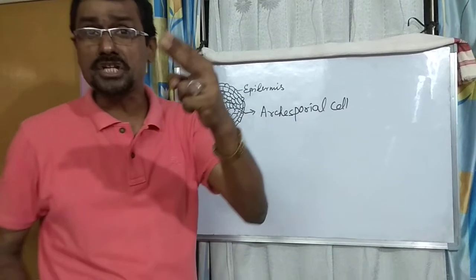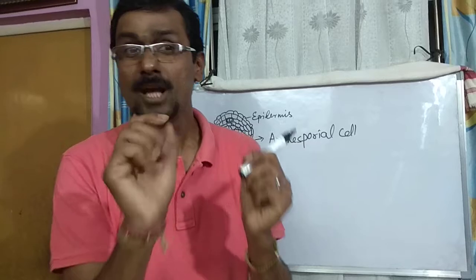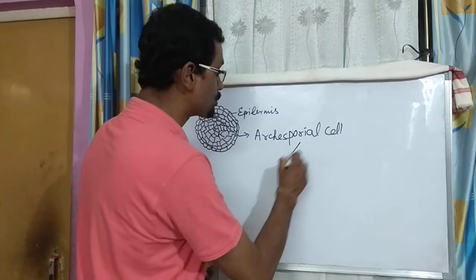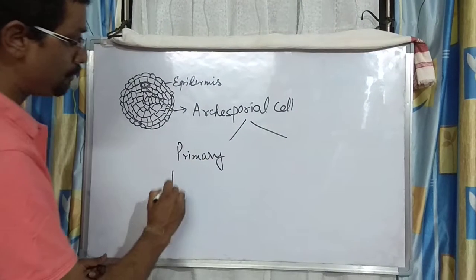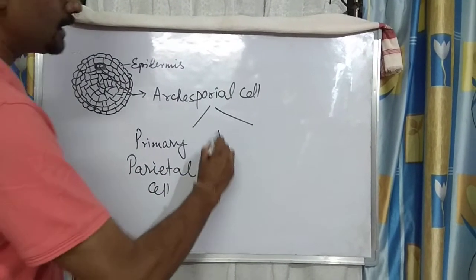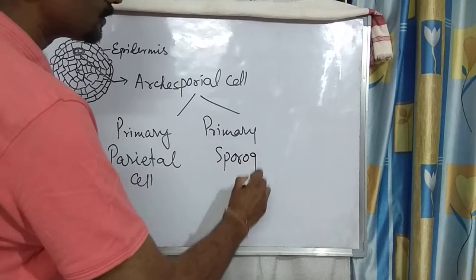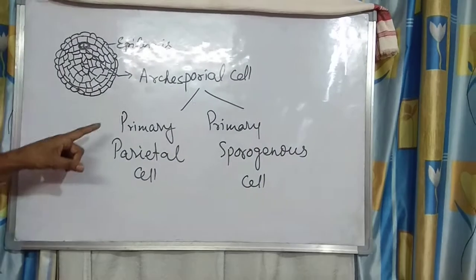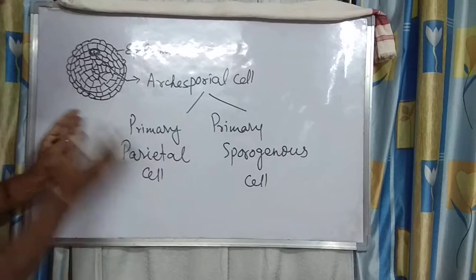It undergoes division to produce 2 types of cells. Keep in mind, because these are concept-based things which are bound to come in the medical entrance examination as MCQ. So it forms 2 parts. One is called primary parietal cell. The other is called primary sporogenous cell. Let's first deal with the primary parietal cell.